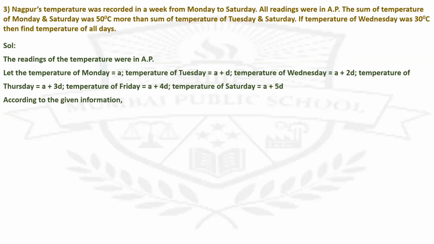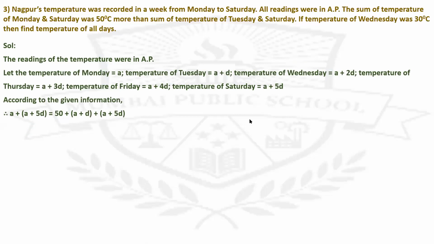Sum of temperature of Monday and Saturday. So Monday and Saturday, add them. So A plus 5D equals 50 more. Understand? Because it is 50 more, already given. Then what? Tuesday and Saturday. So what is Tuesday? A plus D. Saturday is A plus 5D.